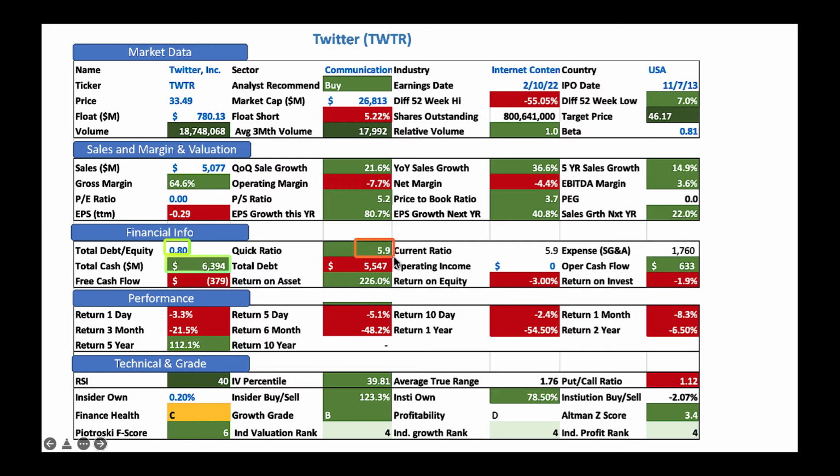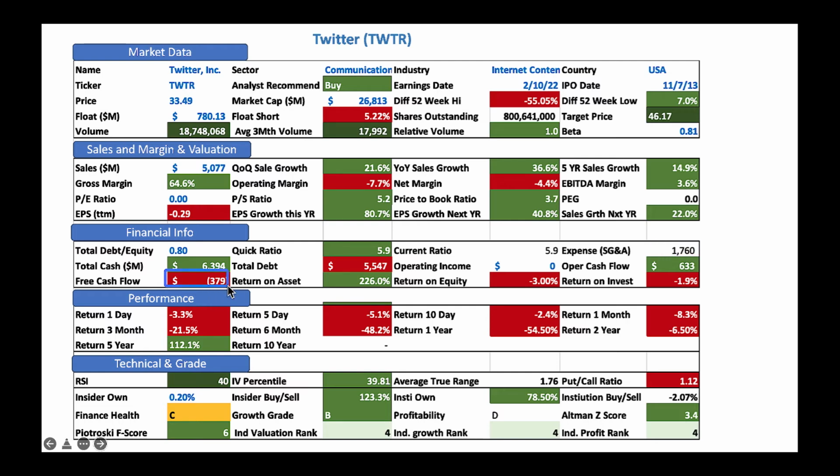I like quick ratio when it's more than 1. It's nicely 5.9 here. That's a good one. Even the current ratio is also good. That's also great here. And they do have some expenses, as you can see here, general administration and selling expenses. And look, they do have some negative free cash flow. Also, Wall Street does not like it at this time here.